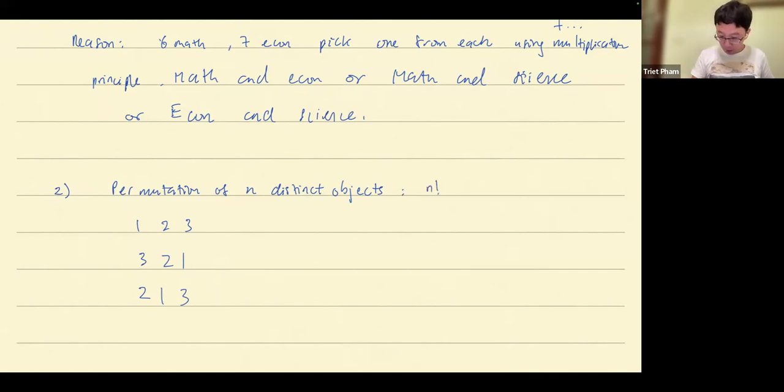Because you have n choices for the first position, and then based on the first choice, you have n minus 1 choices for the second position, and so on and so forth. Then you use the multiplication principle to multiply them together, because it's first position and second and third position, etc.